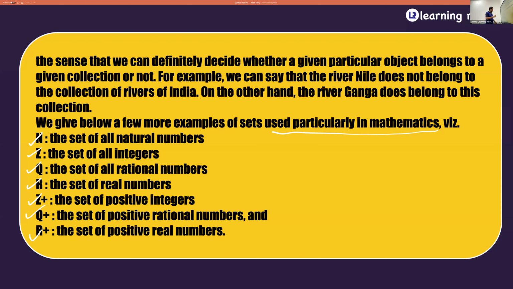So what are these things? This N, Z, Q, R, what are these? They are the name of the set. They are called the name of the set. The name of the set is always represented in uppercase, whereas the objects inside that set are always represented in lowercase. What are those objects called? You technically call them elements.